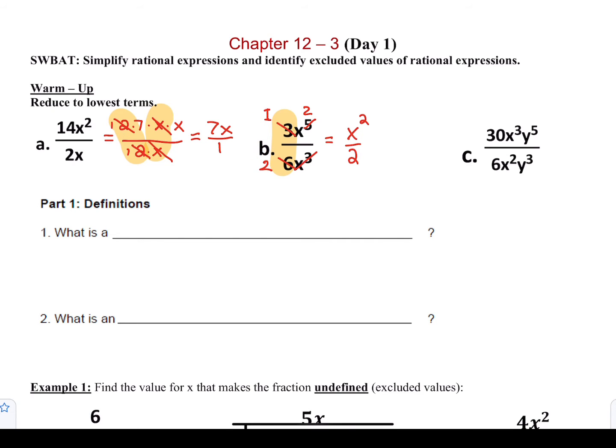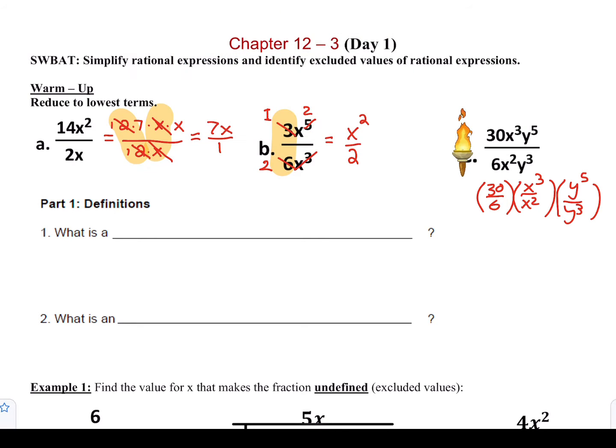For some problems they look a little more complicated. You can break them up into pieces. So for letter C here, 30x cubed y to the 5th over 6x squared y to the 3rd. I can group the fractional parts, sort of like factoring this a little bit. I can write the 30 over 6 in one grouping with a set of parentheses. Another set of parentheses would emphasize the x variables, and the y variables would get their own fraction. And then we can concentrate on how many things would cancel.